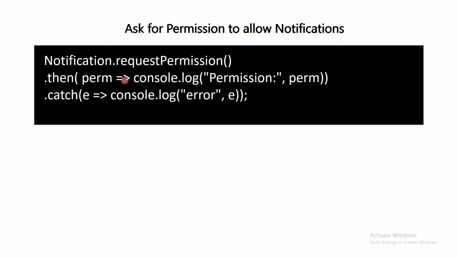You can see I have a console log of permission here. If the user allows, it shows granted, and if the user doesn't allow, it shows blocked or denied. So this permission will be shown here. You can also provide a catch method in case there is any exception while the user is allowing or denying the permission.